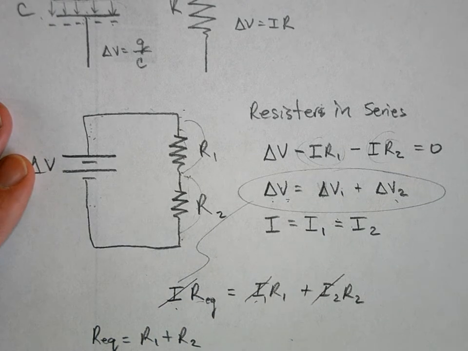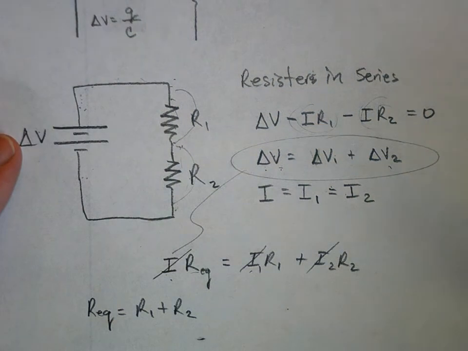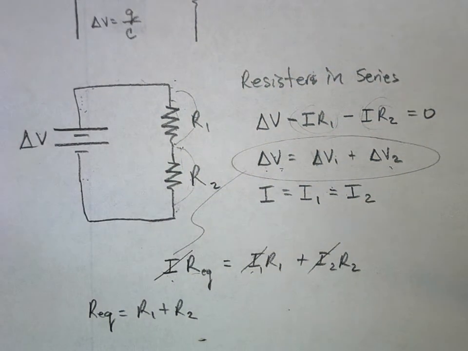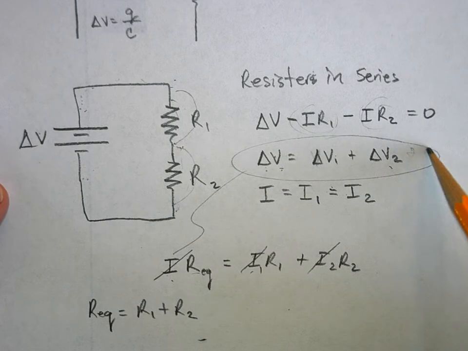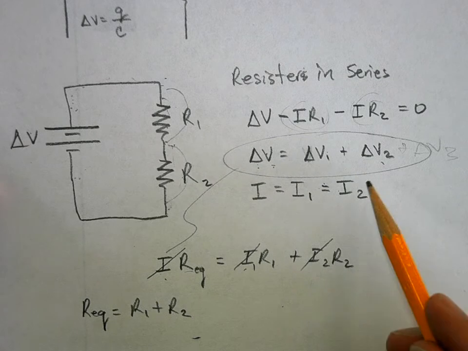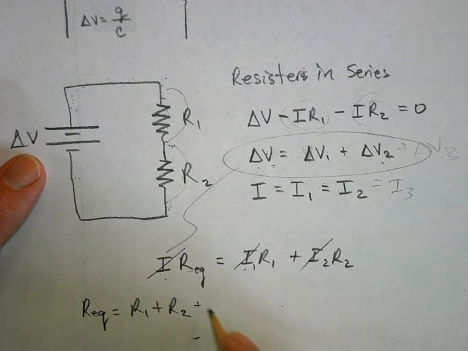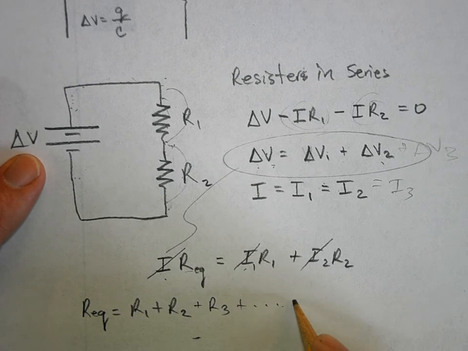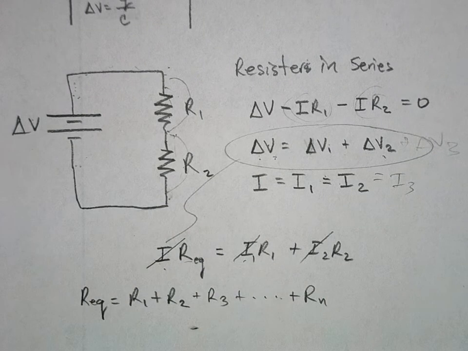Plus R2. And by the way, it was just arbitrary. What if I put 3 resistors in there? Well, you would just have a plus delta V3 up here, but I3 would be equal. You just put a plus I3, and you'd end up with a plus R3 down here, plus dot dot dot plus Rn. However many resistors you have in series.